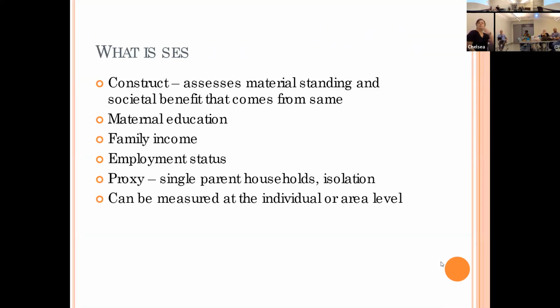So we talked a little bit, we're almost done. We talked a little bit about SES. SES, socioeconomic status, is a construct, right? It's an idea we make up that gets at material standing and the societal benefit that comes from material standing. It's measured by looking at things like maternal education, family income, and employment status. As a proxy measure, we can use things like number of single parent households and social isolation. Those are some things available on the Canadian long form census. We can measure it for research purposes at the individual or area level.